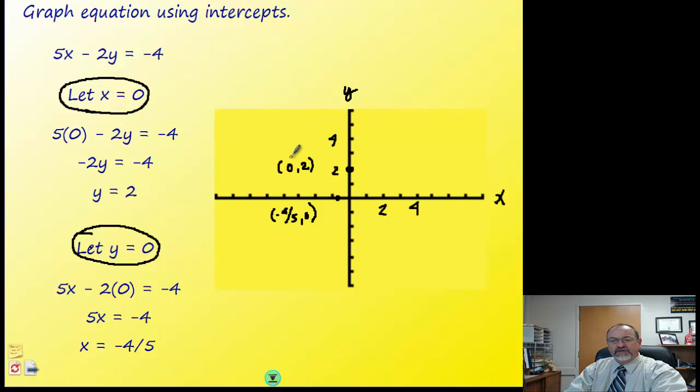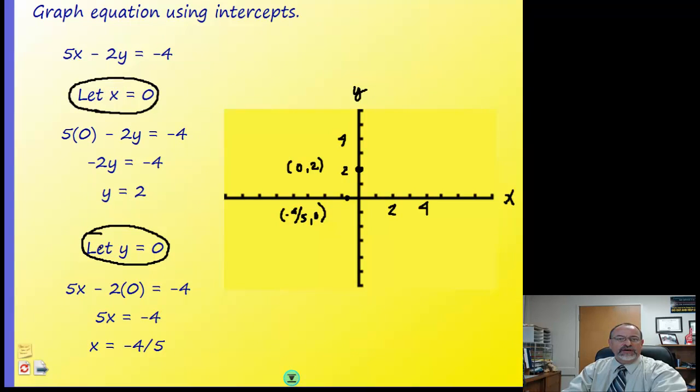So here's your y-intercept. It has an x value of 0. Here's your x-intercept. It has a y value of 0. So there are my 2 points. So that's all I need in order to graph a line. So now I can go ahead and graph this line.